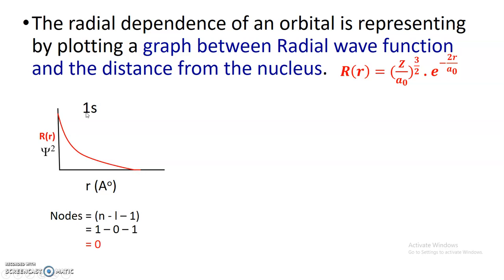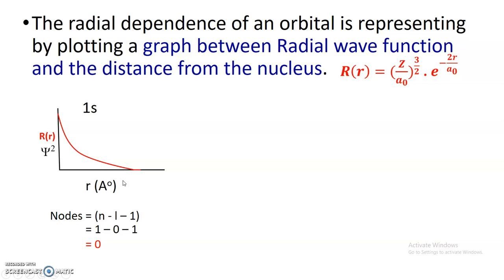And for 1s orbital, as per this formula, number of nodes equal to n minus l minus 1. Actually for 1s orbital, principal quantum number is 1, azimuthal quantum number is 0. So 1 minus 0 minus 1, that is equal to 0 nodes. And you know, node is a region around the nucleus where there is a less probability of finding electron. So for 1s orbital, number of nodes is equal to 0. There is no node.